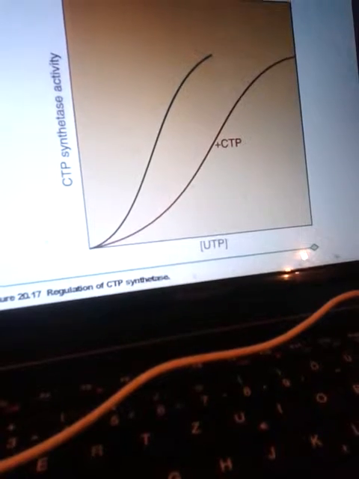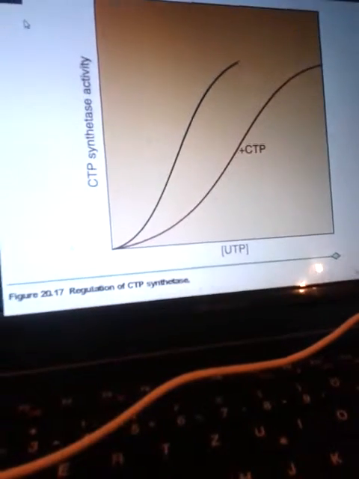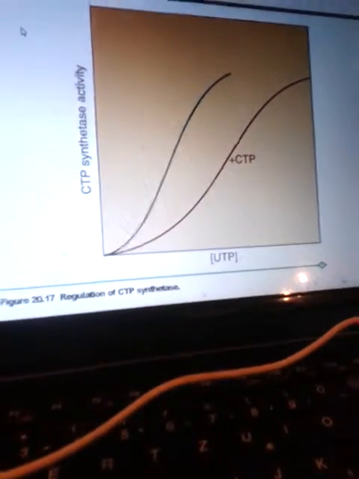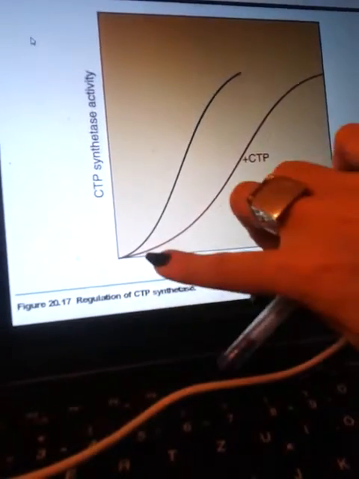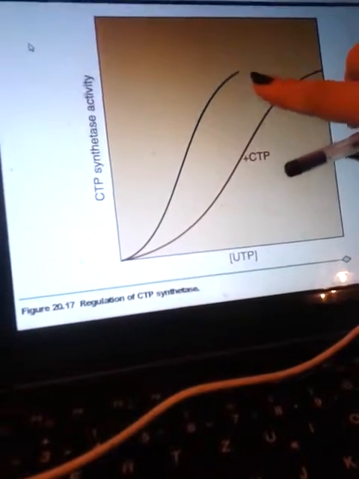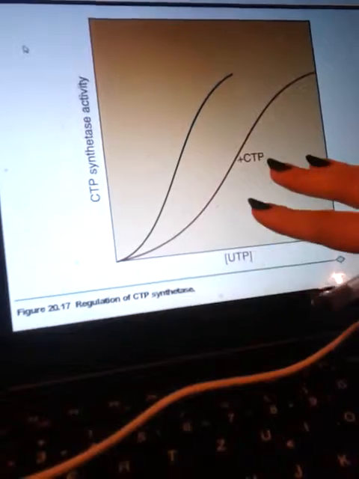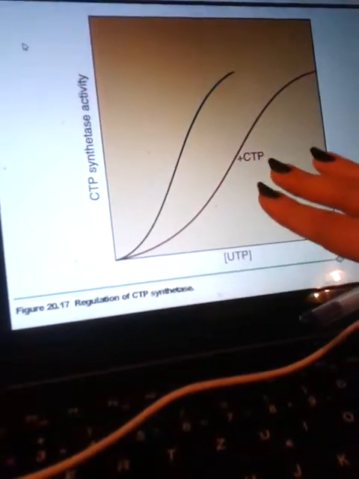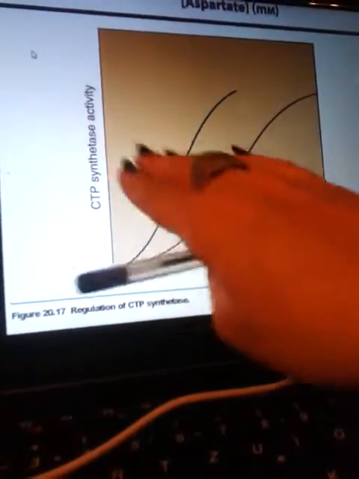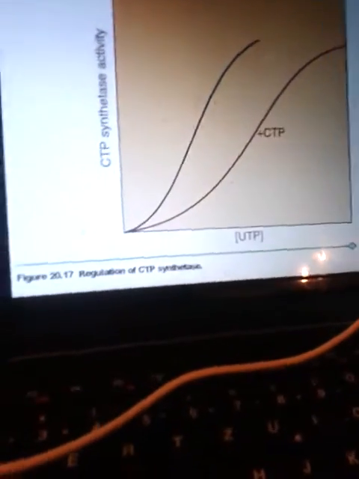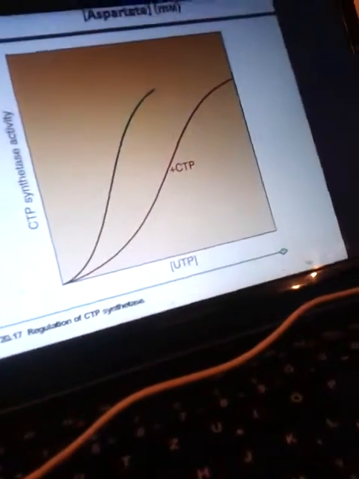What's this? CTP synthase activity. If I have a lot of UTP, I have a Vmax. If I have UTP and CTP, it means the CTP is already produced a little. In this case, the rate of this enzyme, the activity, decreases because I'm already produced. It's not necessary to produce me anymore.